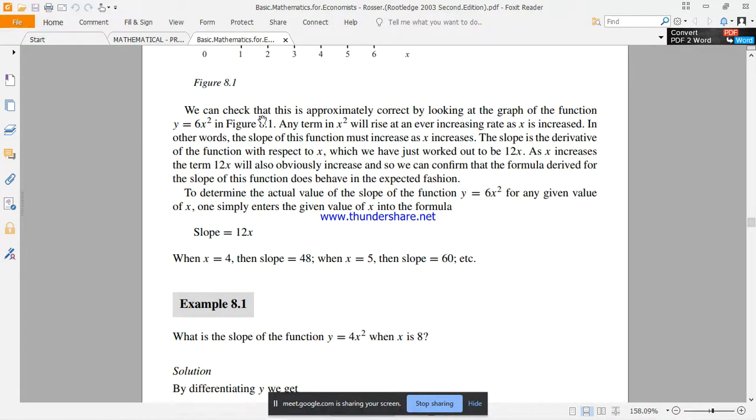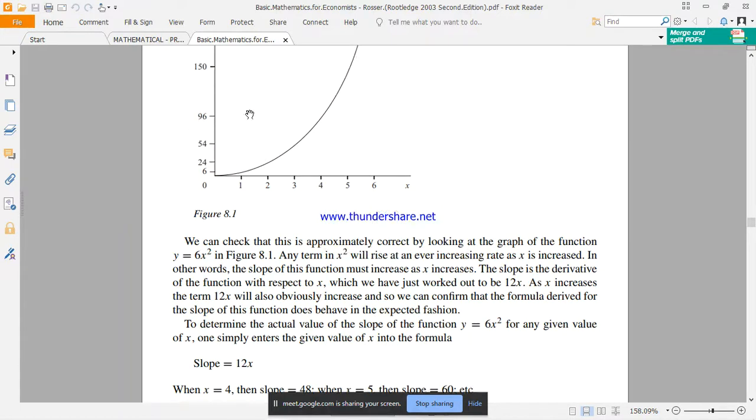So what are we saying? We can see that this is approximately correct by looking at a graph of this particular function. In this figure, any term in x squared will rise at an ever increasing rate as x is increasing.